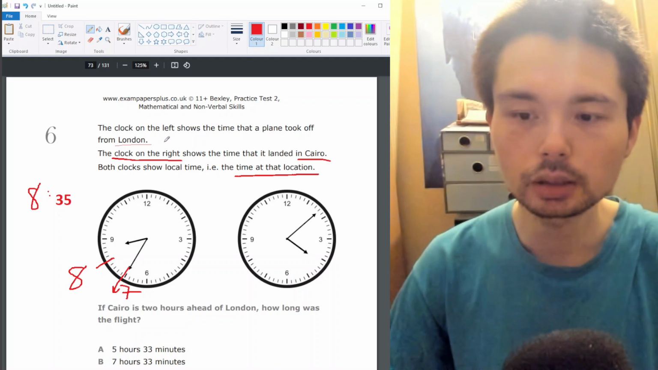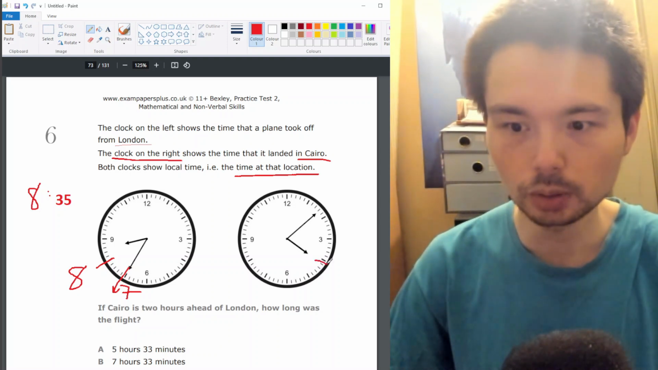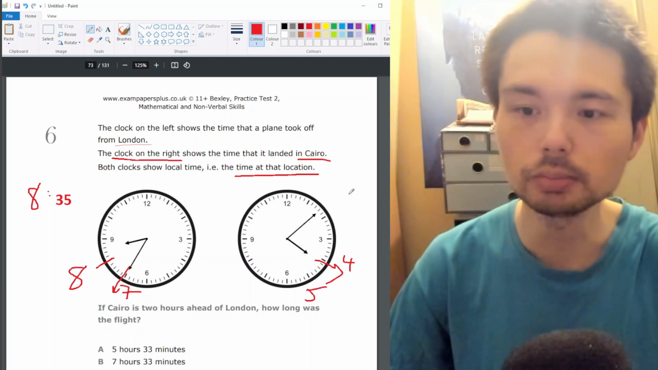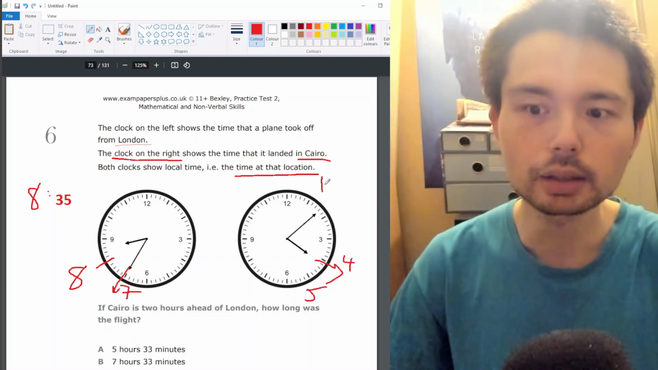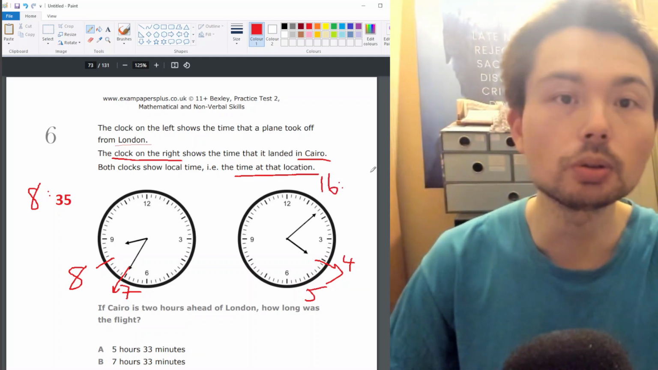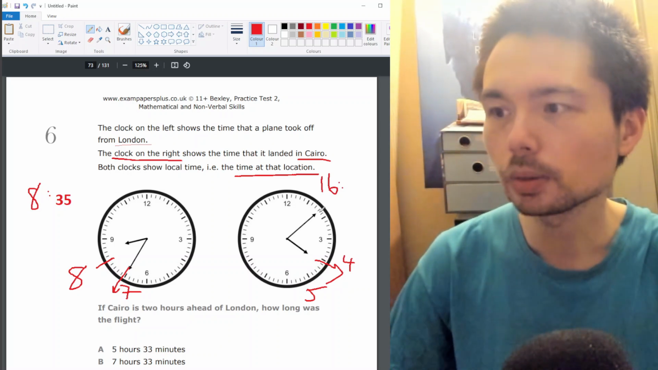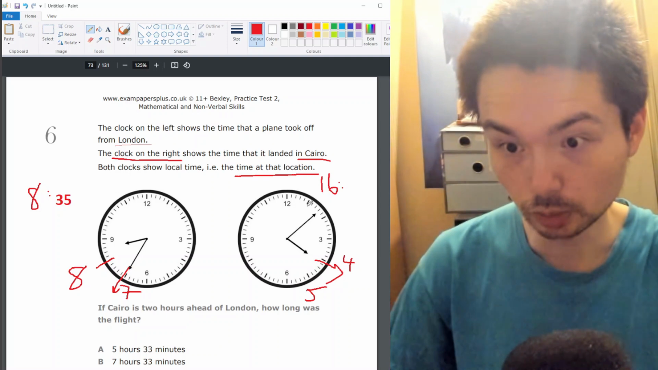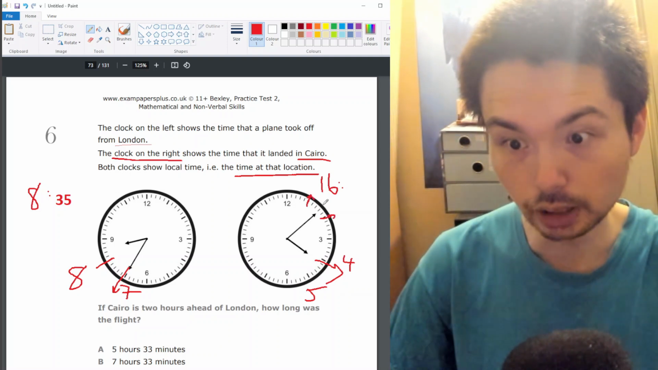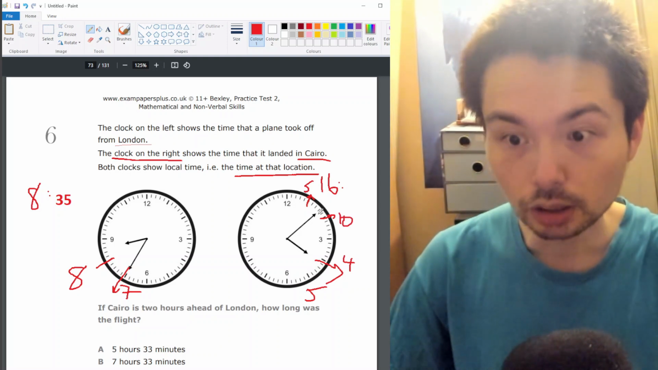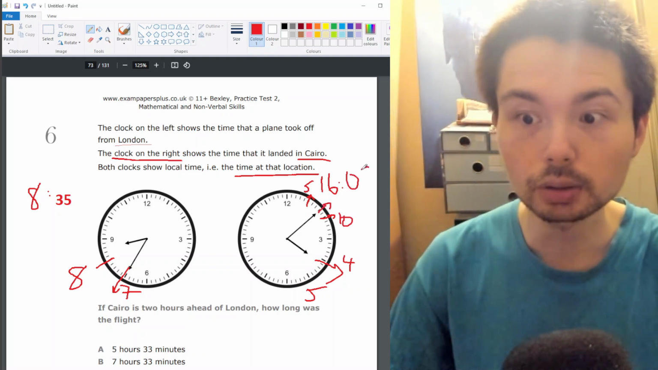Now look at this bit. We are landing in Cairo. Well, what is it in between? It's just about in between 4 and 5 in the afternoon. So 4 o'clock, what is that? 16 in the afternoon, because 4 plus 12 equals 16. Look at this bit. The longhand is in between 1 and 2, so 5 past, 10 past. Well, here, look, it's pointing at 8, so it's 16:08.